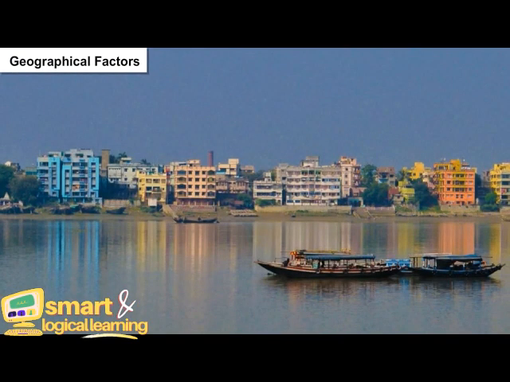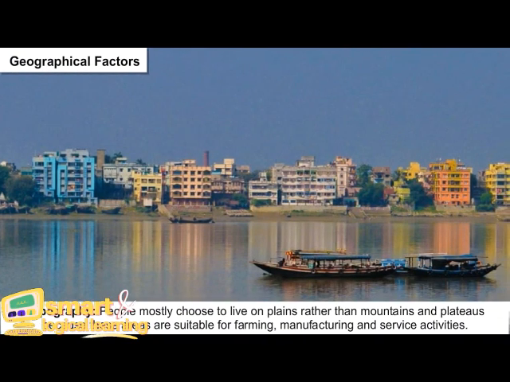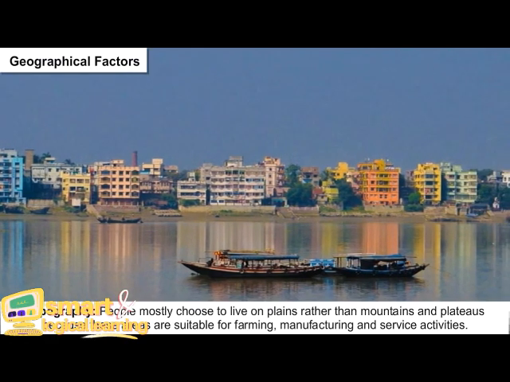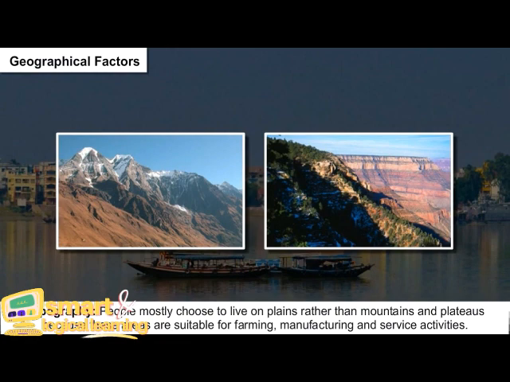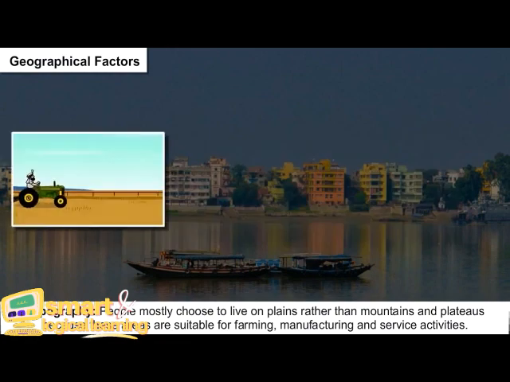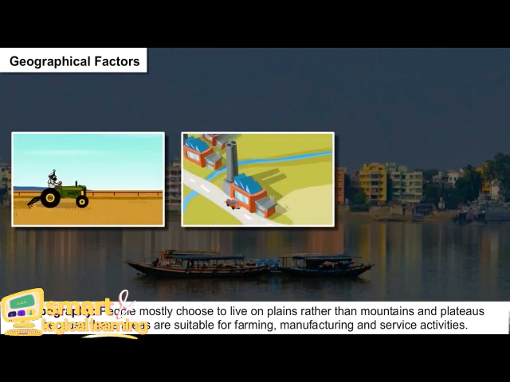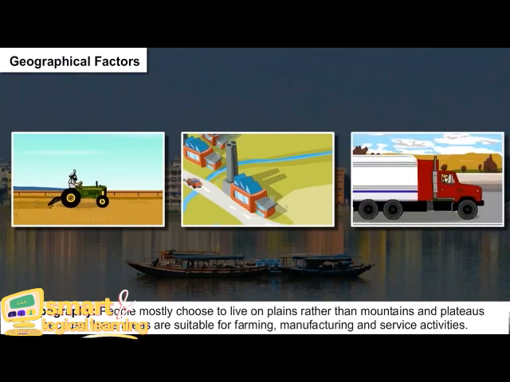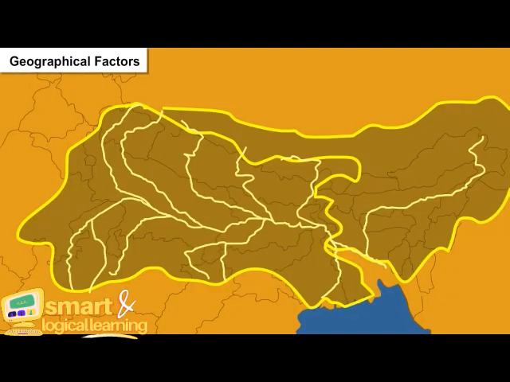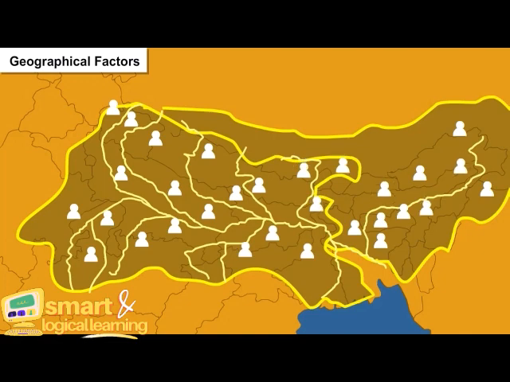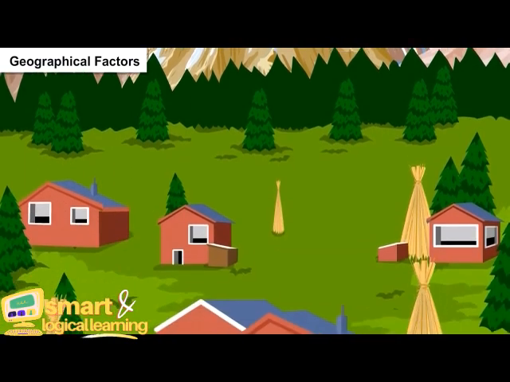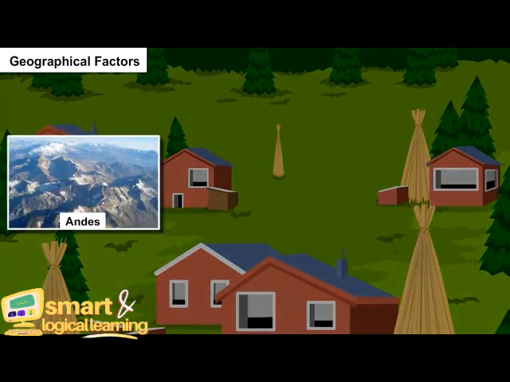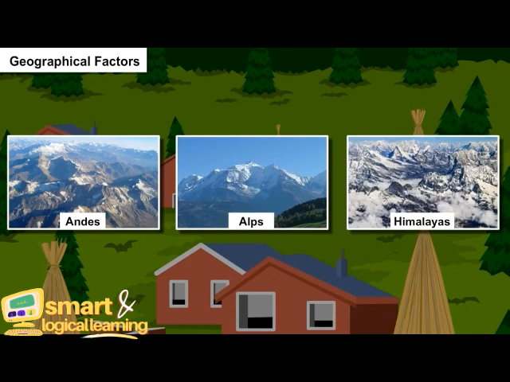Geographical factors. Topography. People mostly choose to live on plains rather than mountains and plateaus because these areas are suitable for farming, manufacturing and service activities. For example, one of the most densely populated areas of the world is the Ganga Plains. Sparsely populated areas are mountains like the Andes, Alps and Himalayas.